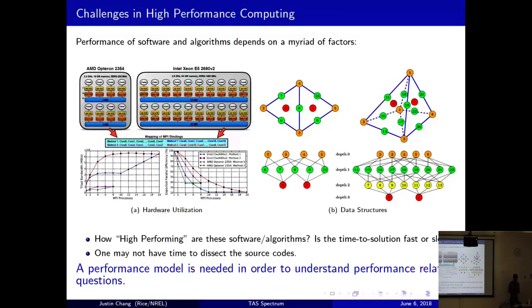But the question we all want to know is how high performing are these software and algorithms? Is the time to solution fast or is it slow? And if you're a domain scientist like myself, you probably don't have the time to really dissect the source codes and really understand everything. So for people like me, it would be desirable to have a performance model to understand performance-related questions in terms of time to solution, arithmetic intensity, flop rate, etc.